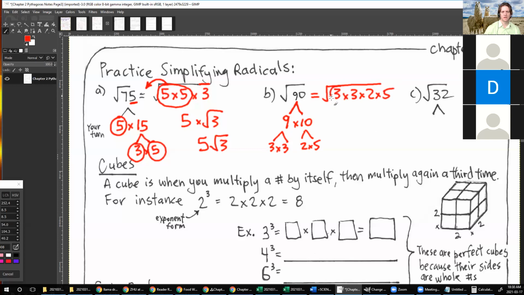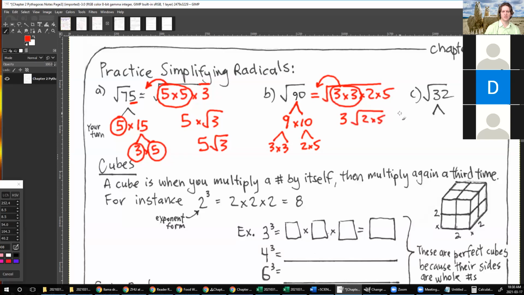And I'm going to circle my pair. Whatever pairs, these ones are all lonely, so they have to stay lonely. I'm going to pull that out. If I pull out a pair, it just becomes one of those numbers outside of the square root. And I'm still left with the square root of 2 times 5.